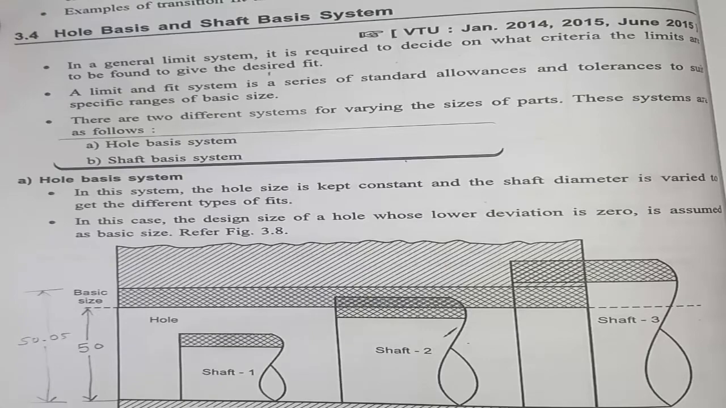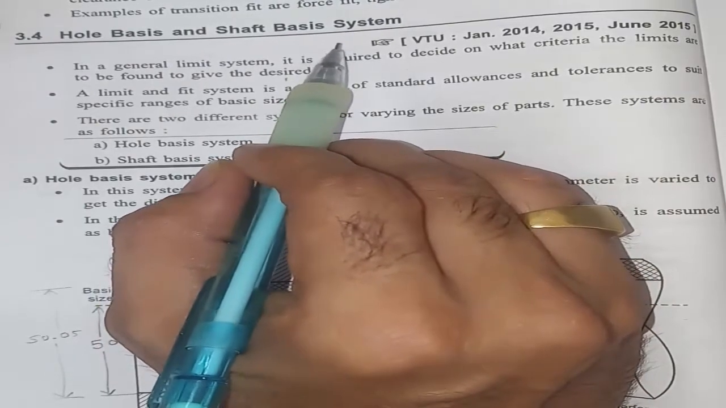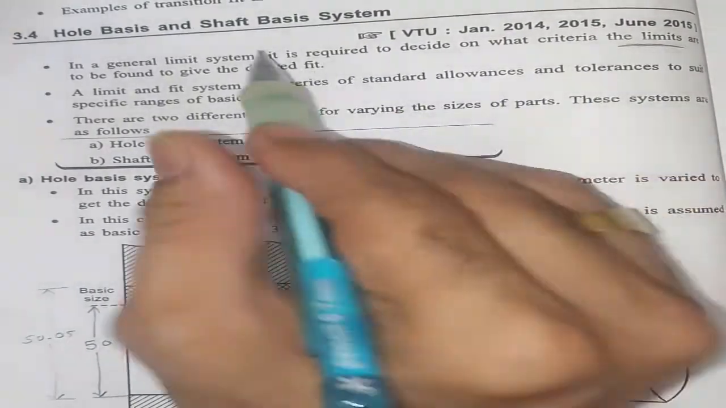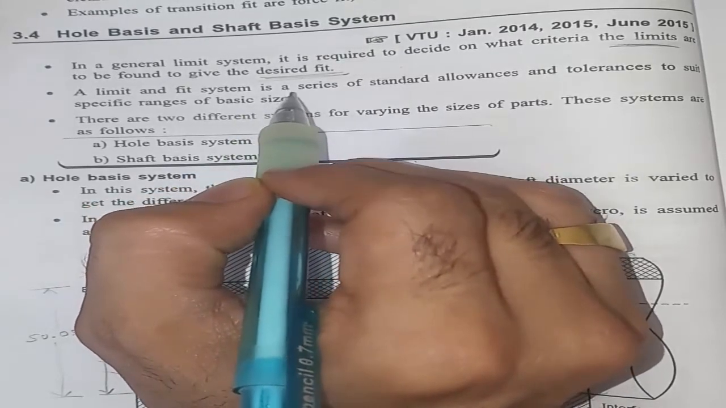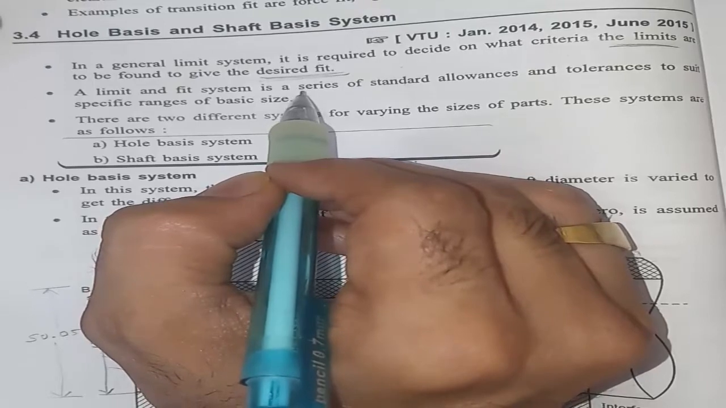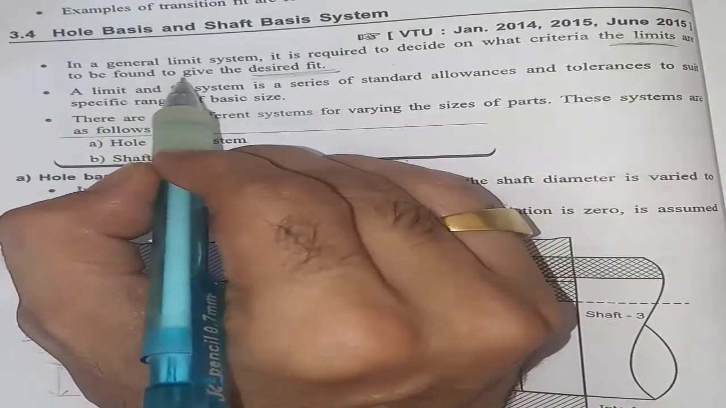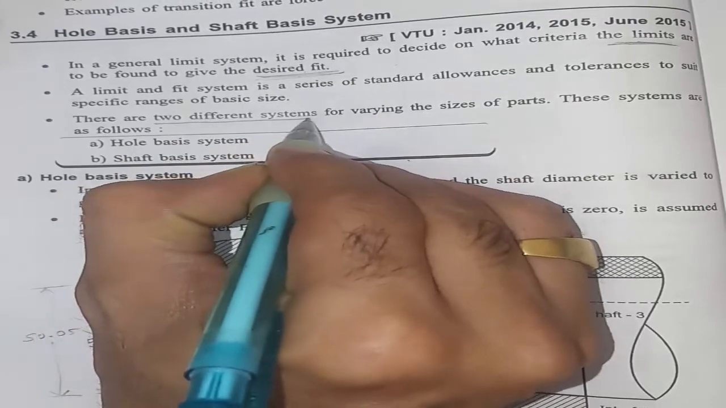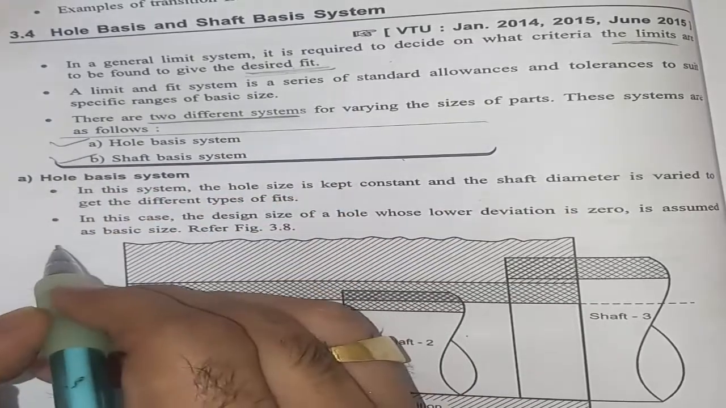Today we are going to discuss the hole basis and shaft basis system. In limits, fits and clearance, in this chapter, whatever limits we decide are based on the desired fit, right? We have a total of 3 desired fits: clearance fit, transient fit and interference fit. So the criteria for the limits are to be found to give the desired fit, right? Here we are going to discuss two different systems, that is the hole basis system and the shaft basis system.